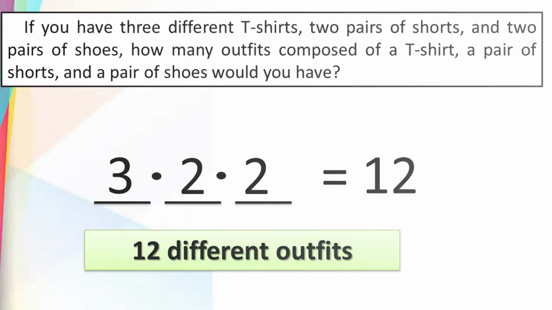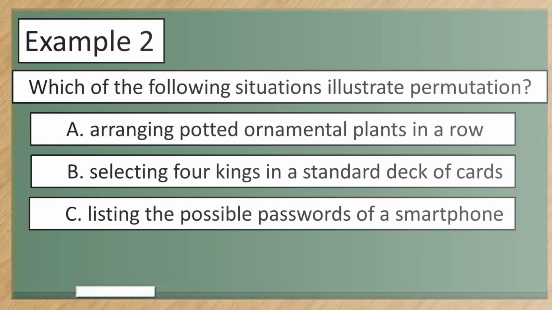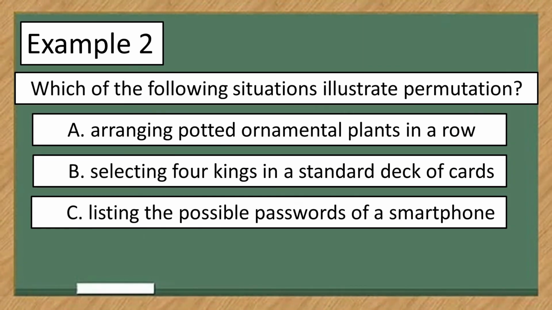Let's now focus on another situation involving permutation. Example number 2. Which of the following situations illustrate permutation? A. Arranging potted ornamental plants in a row. B. Selecting 4 kings in a standard deck of cards. C. Listing the possible passwords of a smartphone.